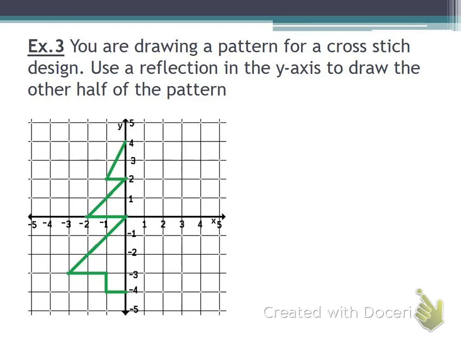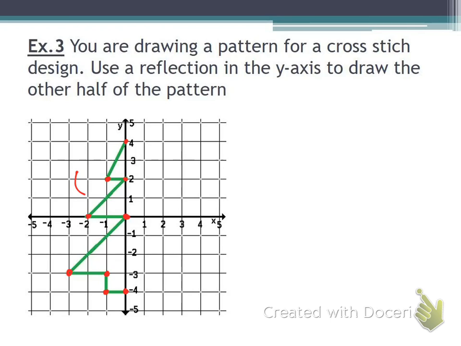So, what might help would be to mark your points. Notice that I'm using any corner as a point. Now, if we are reflecting in the y-axis and we have a point on the y-axis, is it going to move? No. So any of these points that are on the y-axis are going to stay exactly the same.